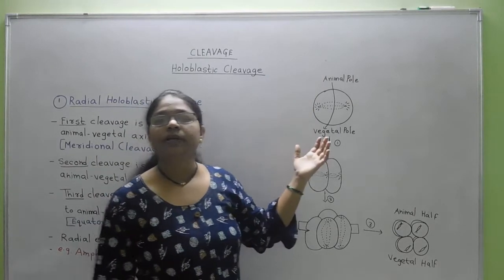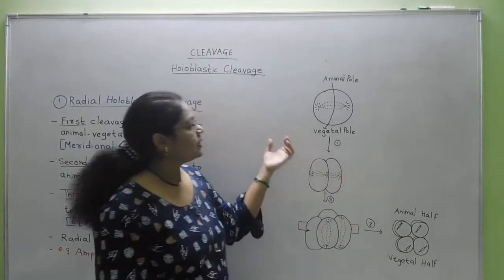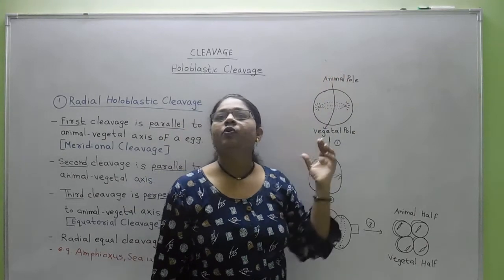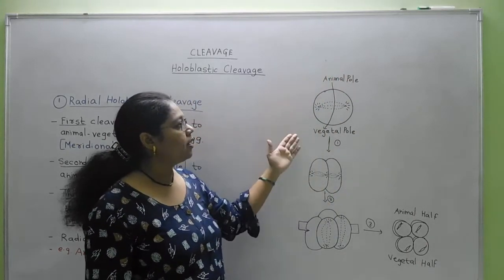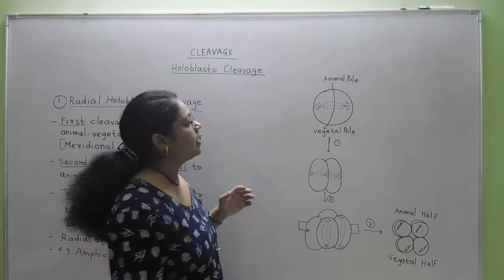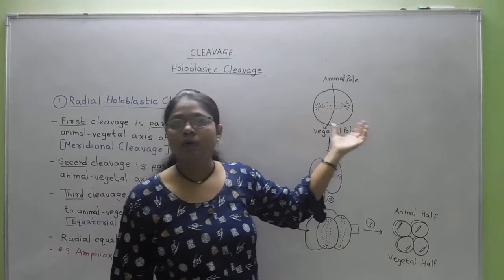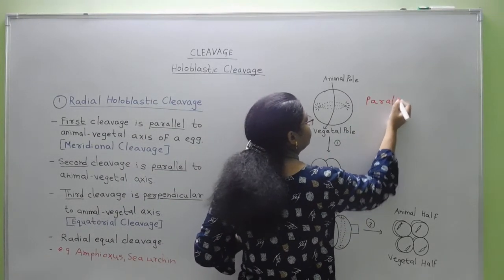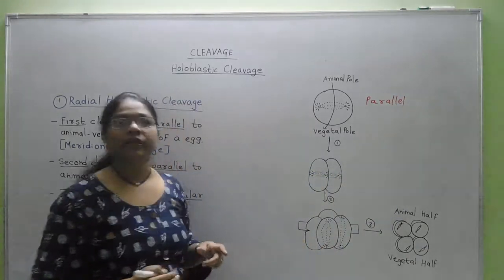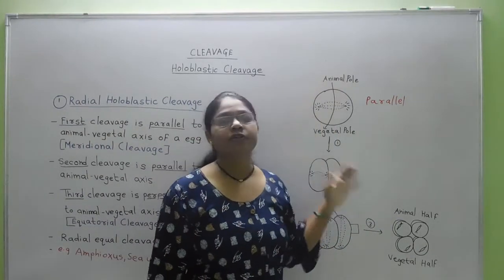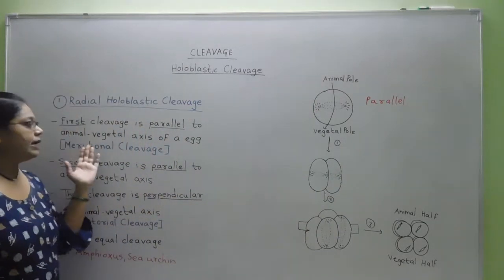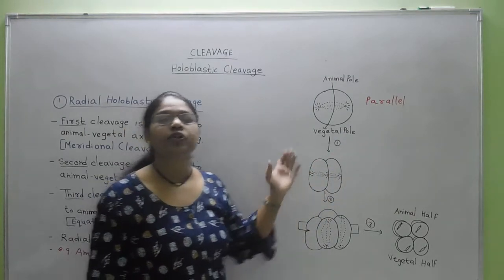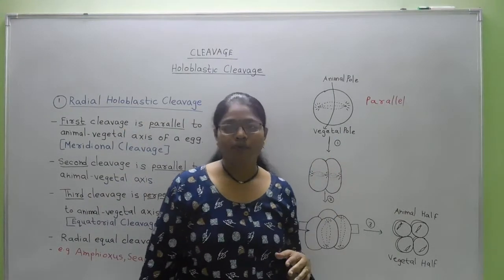Cleavage is nothing but cell division. So the first cleavage furrow is parallel to the animal and vegetal pole axis and it produces two equal cells. So the first cleavage is parallel. Such cleavage, which is parallel to the animal-vegetal pole, is called meridional cleavage. So by the first cleavage in radial holoblastic cleavage, two equal cells are produced.